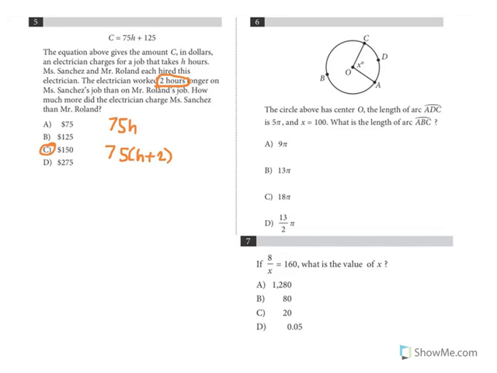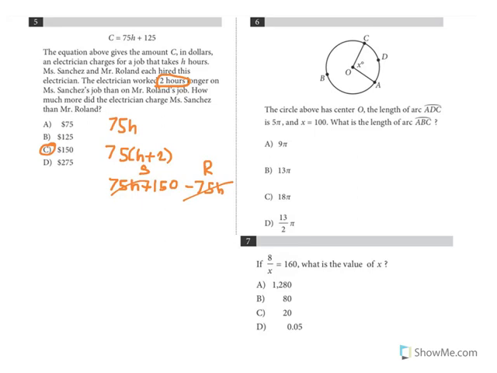And if we just add a little bit more to this, what we're looking at is 75h plus 150 minus 75h. So this was for Ms. Sanchez, this was for Mr. Rowland, and we see those two will sum to 150.